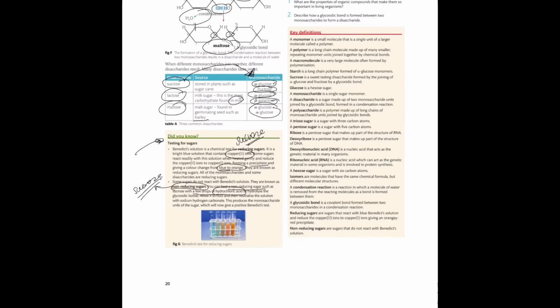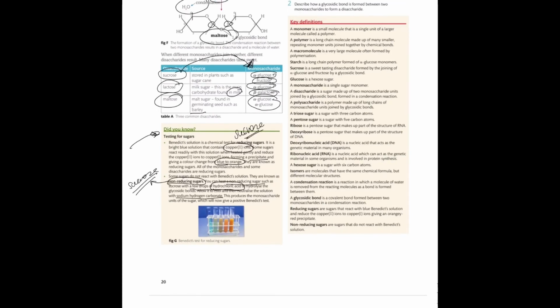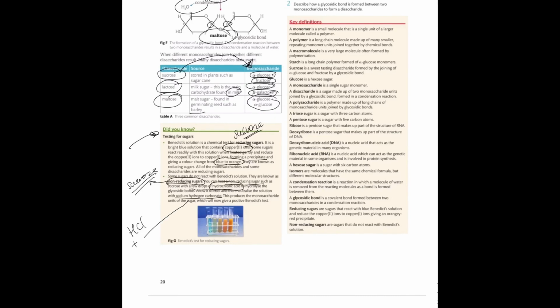Those are monosaccharides and they are reducing sugars. So the colour would change. But after you've hydrolyzed the bond, you need it to cool down, and then you add sodium hydrogen carbonate, because HCl is an acid and the hydrogen carbonate is a base, so it is a neutralization reaction. This produces the monosaccharide units of the sugar, alpha glucose and fructose, which will now give a positive Benedict's test, so it will change to the orange colour. And that's it.